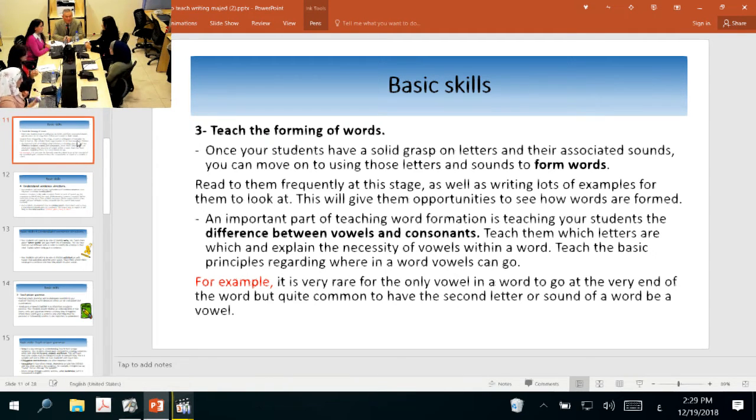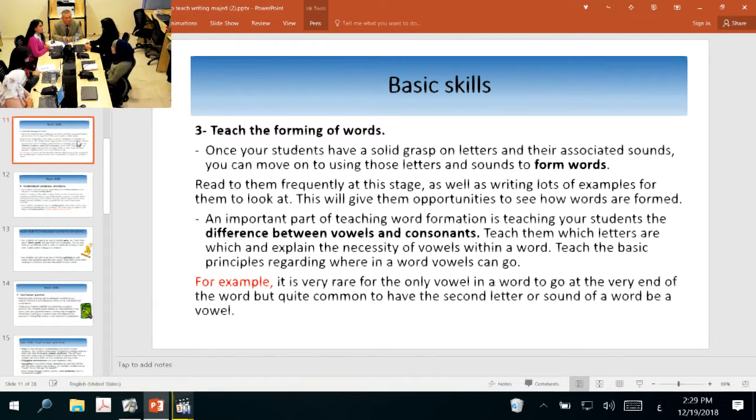Now, read to them frequently at this stage, as well as writing lots of examples for them to look at. This means to write the word and read it. Write the word and read it so that they can. And it's a good idea to separate the letters and then to join them together. Yes, this will give them opportunities to see how words are formed.